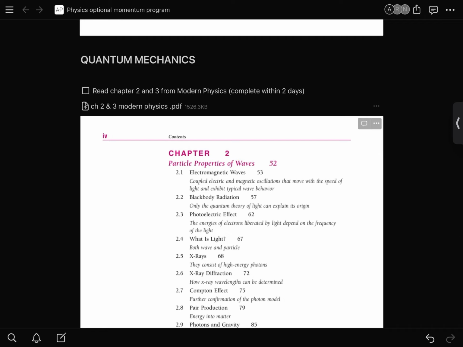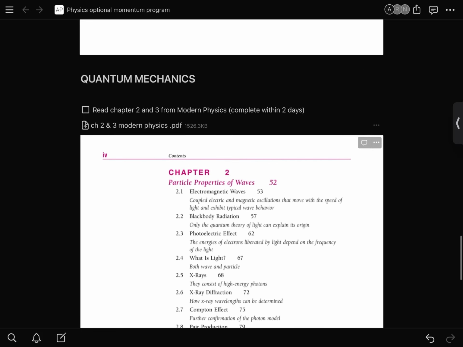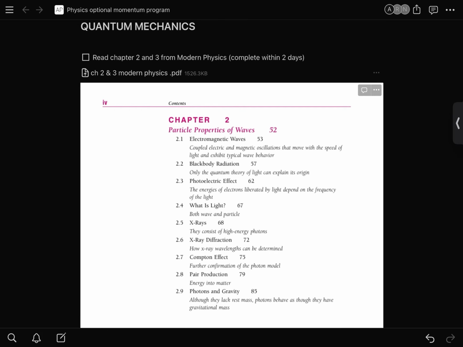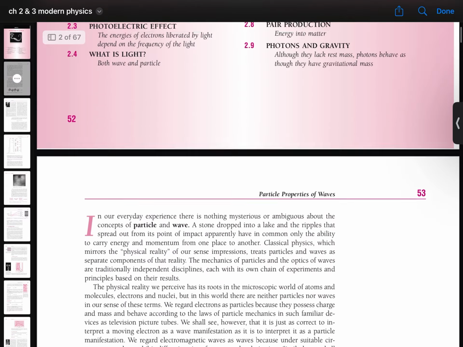Now he has a workflow for quantum mechanics. In quantum mechanics, he has to read chapters 2 and 3 in one go because both are about wave-particle duality. The first one is particle properties of waves, and the second one is wave properties of particles. You have to complete them within 2 days. You may take 3 days, but I give slightly less time to put more pressure on you. You also receive the PDF in the same block, so you need not search for the book. Just tap here, chapter 2 and chapter 3 Modern Physics PDF of 1526.3 KB, and it will open just after downloading, and now you can study from here.